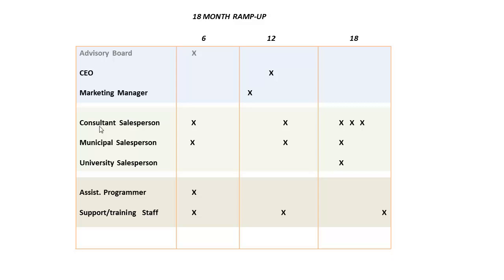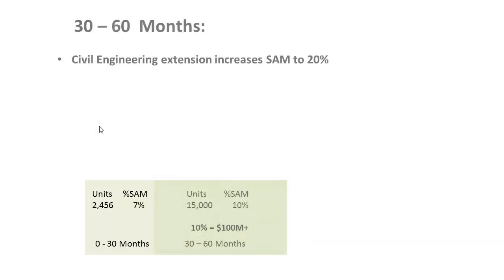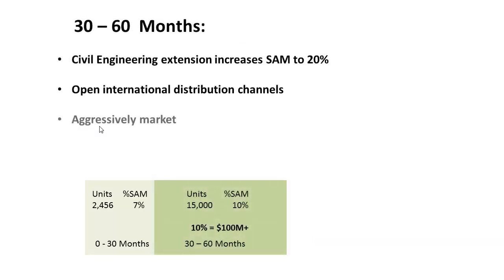Within that 18 months, we will be developing a civil engineering edition. We'll have a dedicated sustainability presenter. So we'll have income producing personnel, and we'll have people that go out and start teaching. Once the civil engineering extension is available, that next 30 to 60 months, we will increase our market 20%. We'll open up international distribution channels. We will entrench universities to create a new generation of sustainable designers. And by that time, after 60 months, we'll have about $100 million of income.